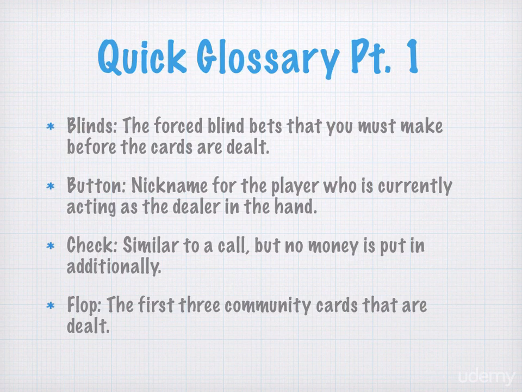The next thing is known as the button. It's basically the nickname for the player who is currently acting as the dealer in the hand. The player with the dealer button has the best position from the flop, turn, and river cards, and we'll jump into a lot of this information later on. The word check is similar to a call, but no money is put in additionally. So if you have the big blind and the action is on you and there are no raises, you can simply check to see the flop, or community cards. A flop is the first 3 community cards that are dealt.